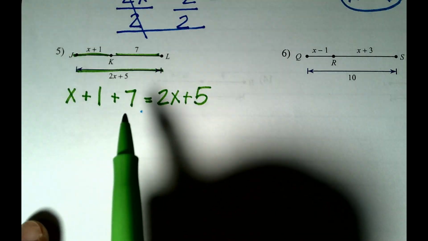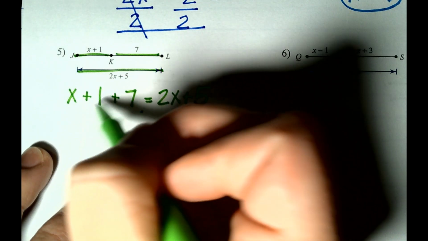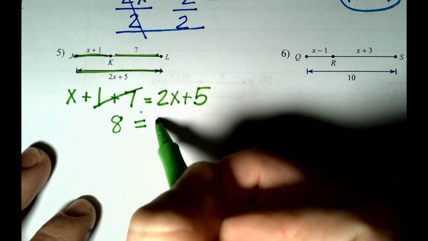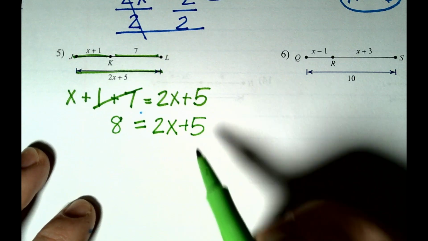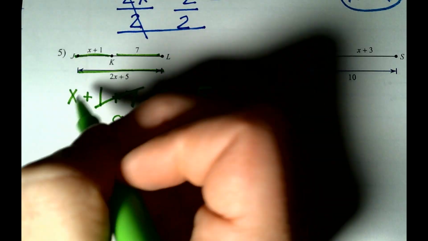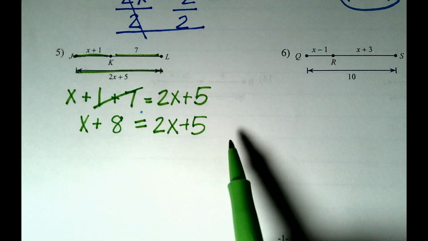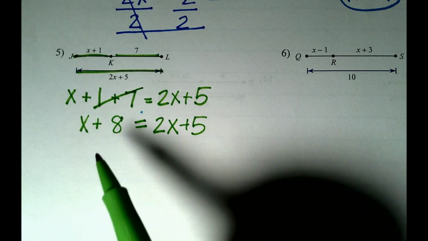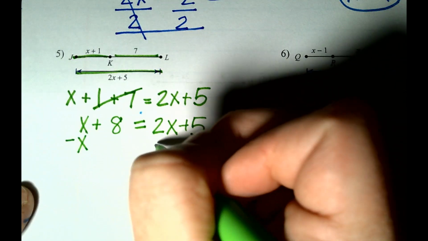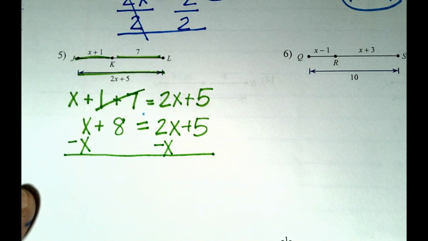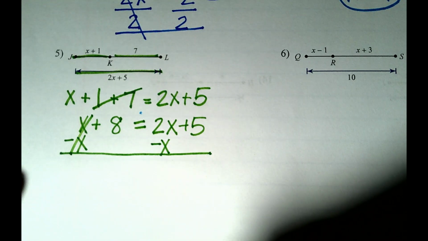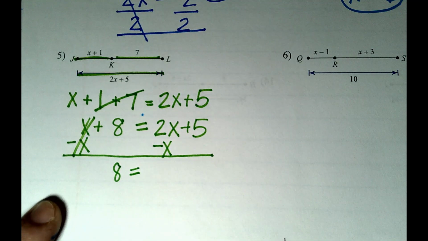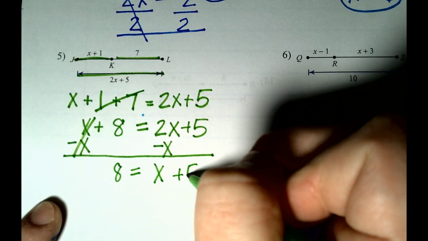x plus 1 plus 7 equals 8. Okay, so the 1 plus 7 gives us 8 and then it equals 2x plus 5. What am I missing over here? The x. It's still x plus 8 equals 2x plus 5. Then what should I do? Subtract x. Okay, let's do that. Okay, my x's cancel. Then what? 8 equals x plus 5. Good.